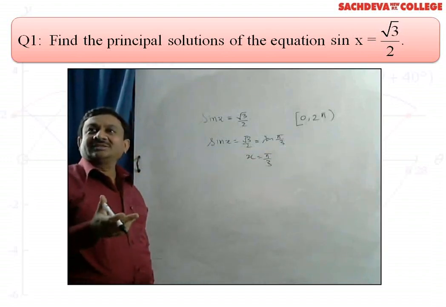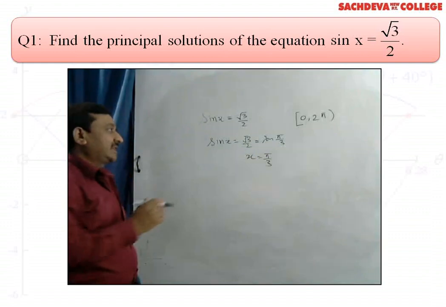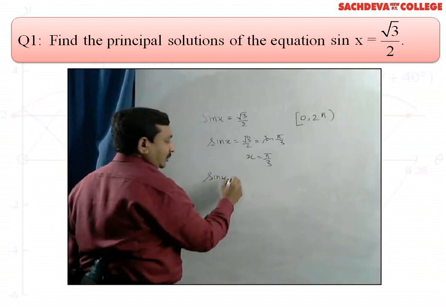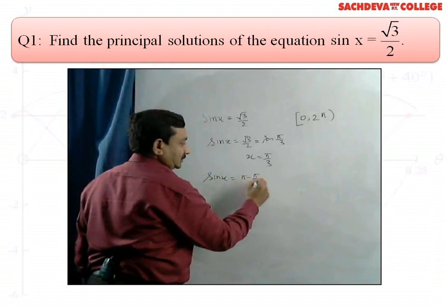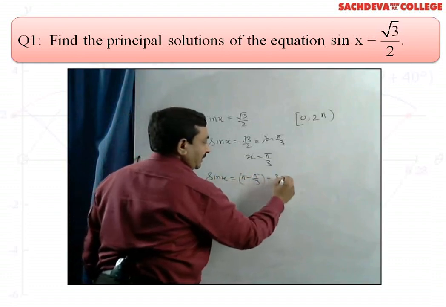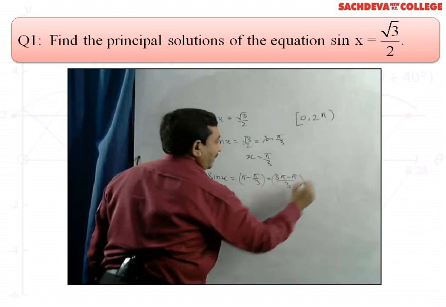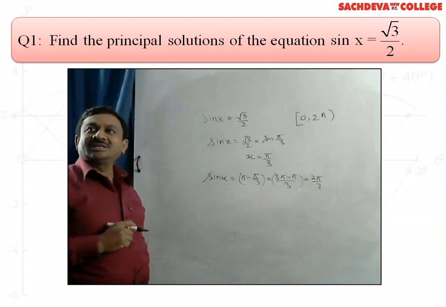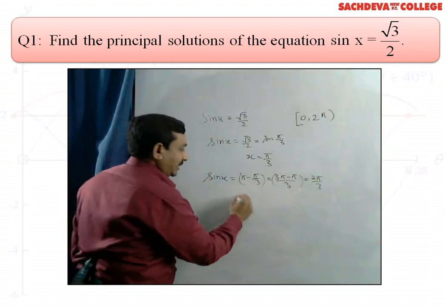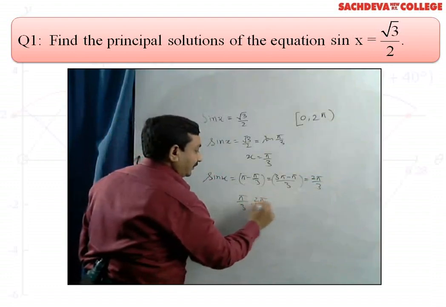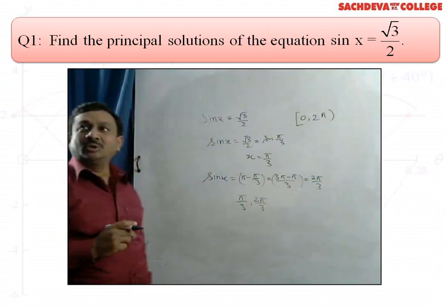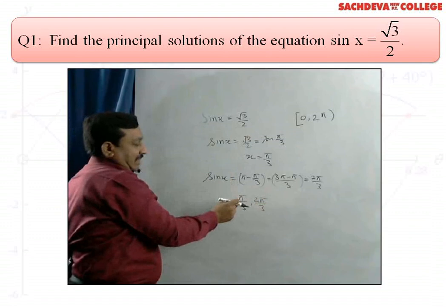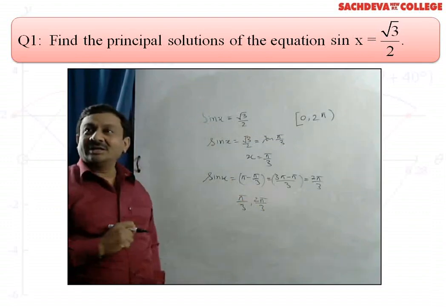But sin x is positive in the second quadrant also. So in the second quadrant, x is equal to pi minus pi by 3, which is 3 pi minus pi by 3 over 3, or 2 pi by 3. It means the principal solutions of this equation sin x is equal to root 3 by 2 are pi by 3 and 2 pi by 3, because the principal solution lies between 0 to 2 pi.